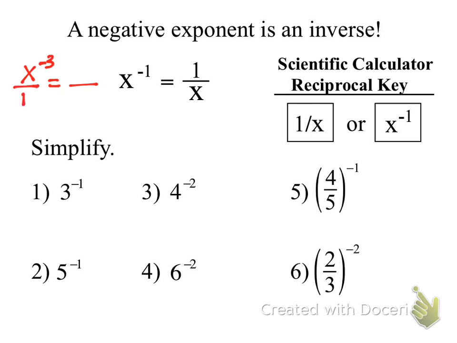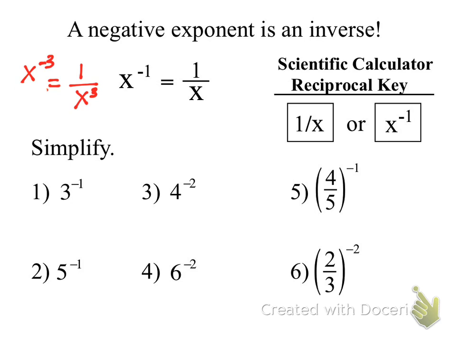I'm going to drop the base down and make it positive. And if there's nothing in the denominator, what do I put? 1. Because really what's in that denominator is that 1. Do you understand? So we just reciprocate it. Now, if it happened to have a denominator, we just take the reciprocal and we make the exponents positive. Okay?